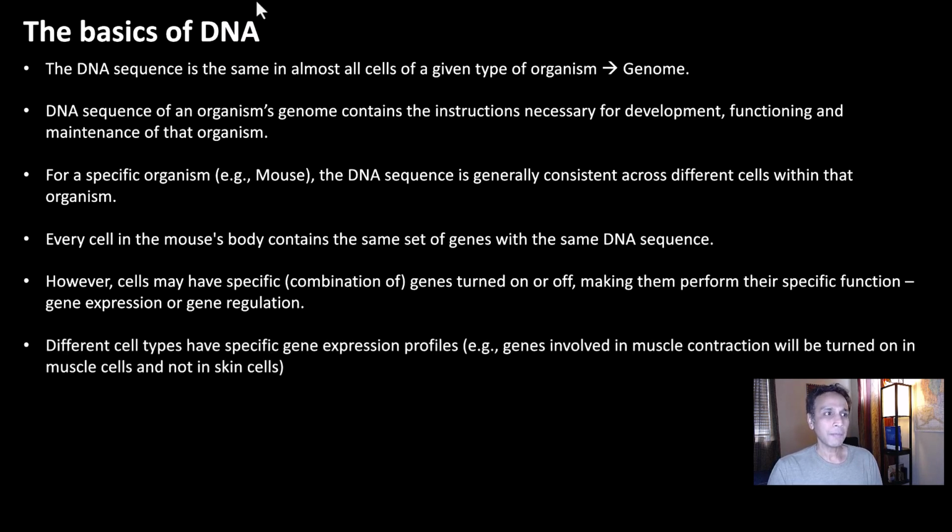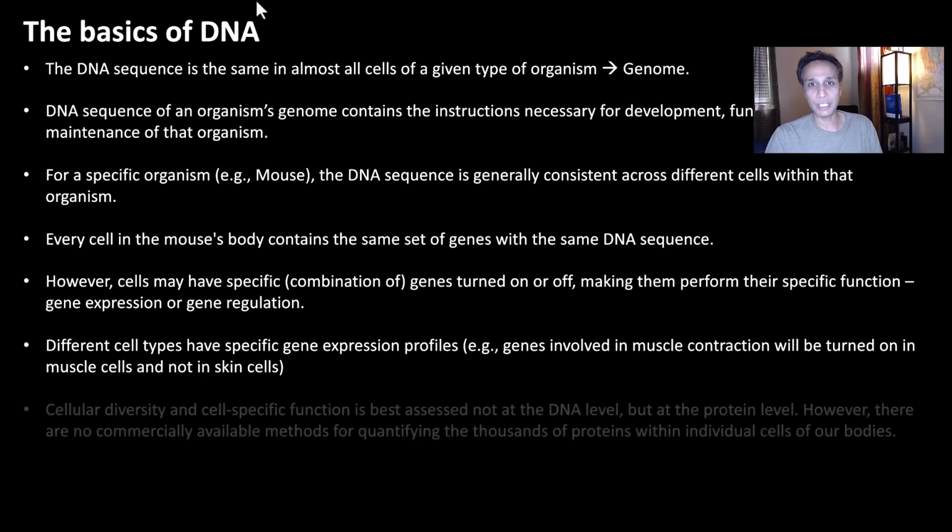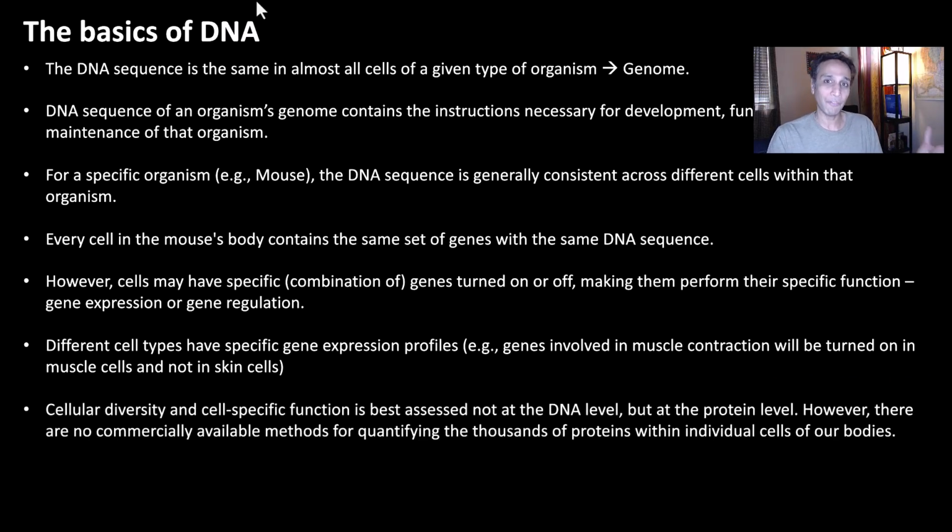And different cell types have different gene expression profiles, like the example I just gave you, or you can think of muscle contraction. If muscle contraction is required, like in the heart, for example, then these genes will be turned on. And in certain cells, like skin cells, those genes will be off because you don't need to do that function right there. And the cellular diversity, meaning how different these cells are, and the specific function is assessed at a DNA level, right?